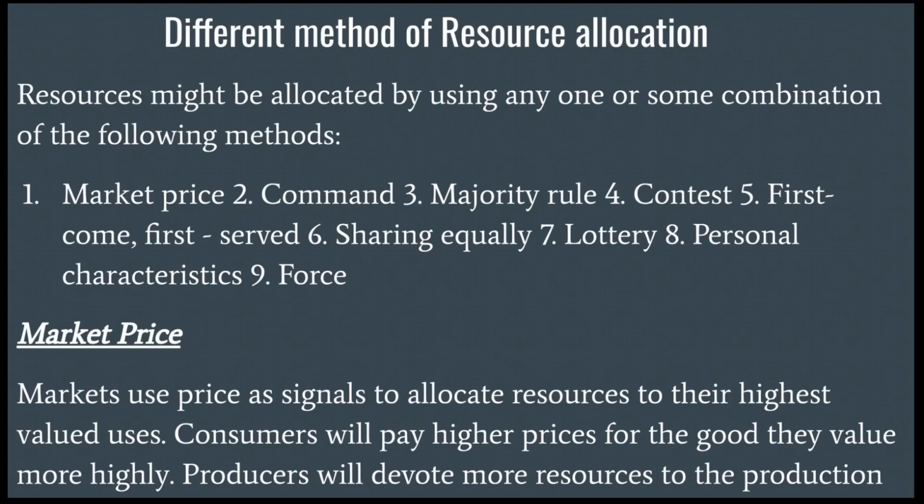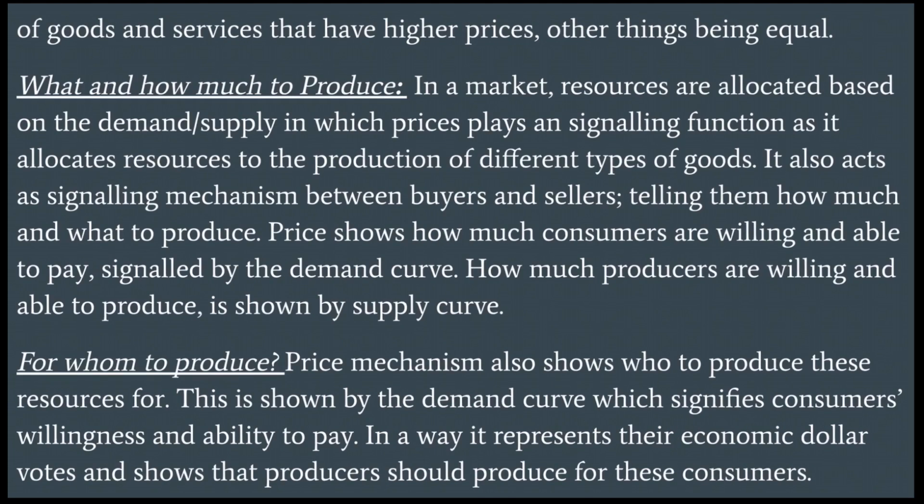Market price. Markets use price as signals to allocate resources to their highest value users. Consumers will pay higher prices for the goods they value more highly. Producers will devote more resources to the production of goods and services that have higher prices, other things being equal.